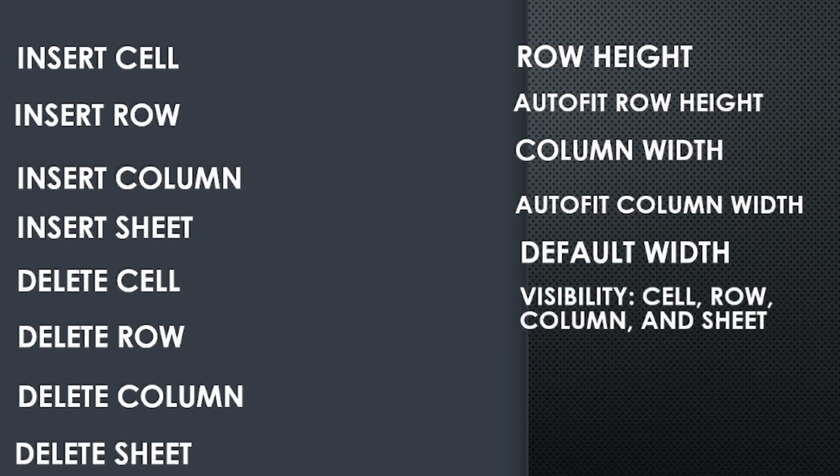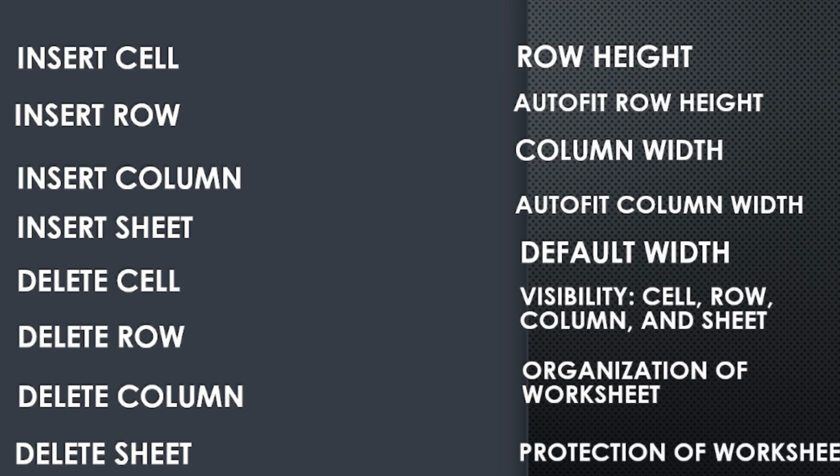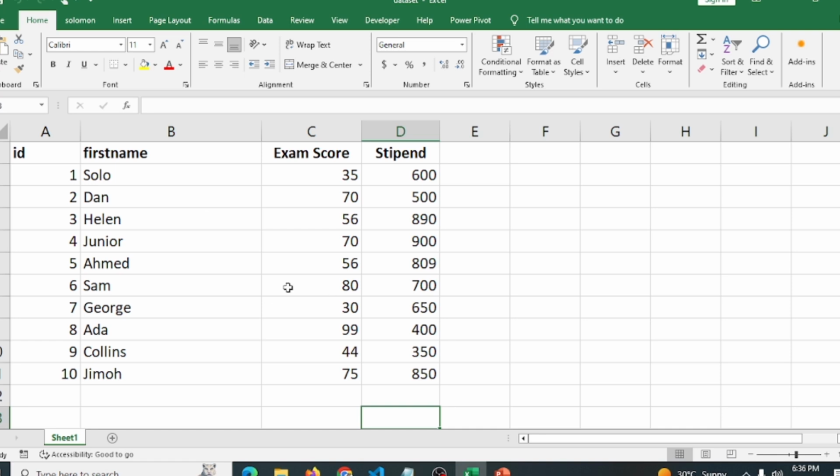Then you have default width. Then visibility: you're going to work on how to make your cells, rows, columns, and worksheets visible. Then organization of worksheets, to be able to organize your worksheets effectively, and then protection of worksheets. Inside the protection, we're going to look at how to make your worksheet protected, maybe password protected, and make it read only. We are still using the data set that I used in my previous classes. So this is the cells group I'm going to take today.